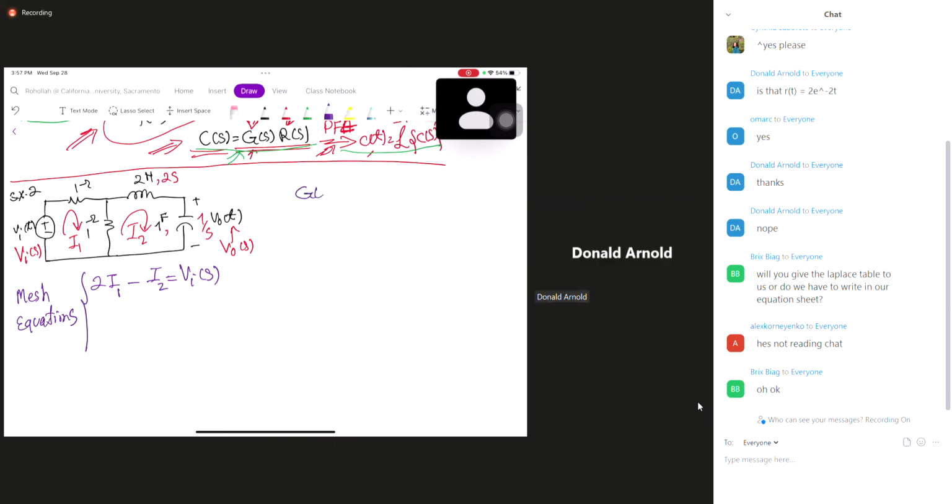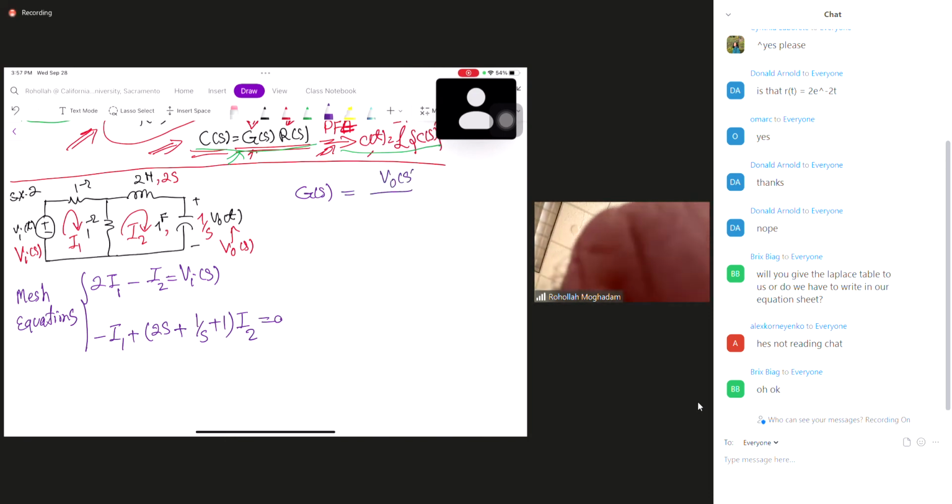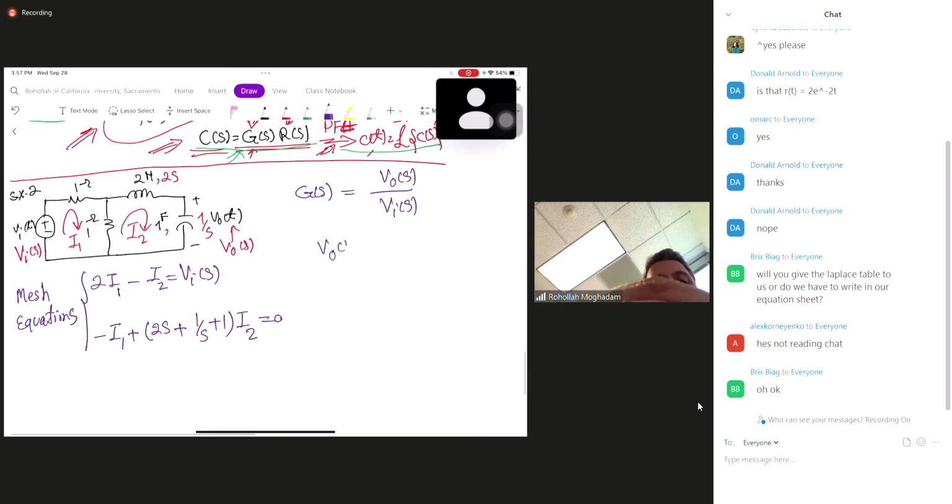I2 times 2s plus 1 over s minus I1 equals 0. That is correct. Equals 0, right? And G of s is VO of s over VI of s, okay? And we know that VO of s is 1 over s times I2 of s.